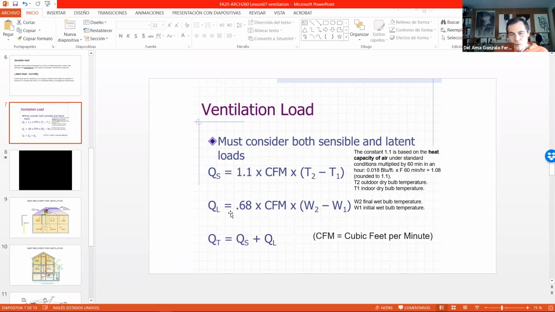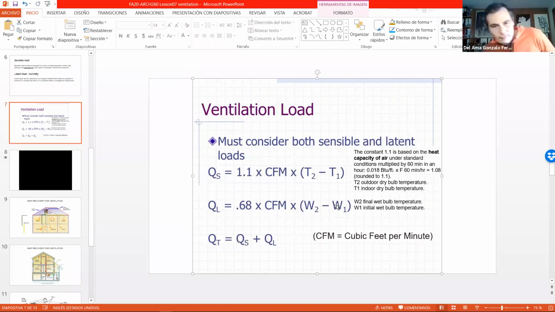And then for the latent load, we have to introduce the concept of the wet bulb temperature. Because this is a 0.68. Again, the 0.68 depends on the heat capacity, and then we have the CFM, which we know, and then we have the wet bulb temperature.